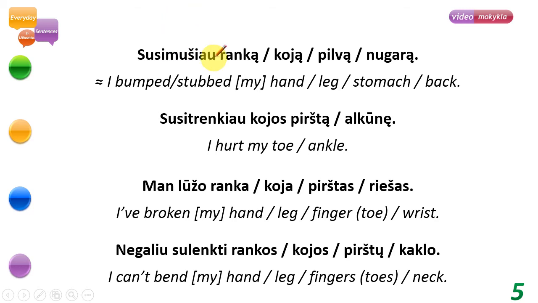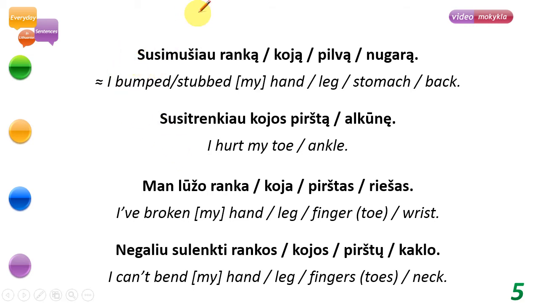It means to hurt. So I hurt my hand, leg, stomach, and back. So susimušti means to hurt or to bump or to stab when there's a physical action, a physical bump. When you just bump into something.